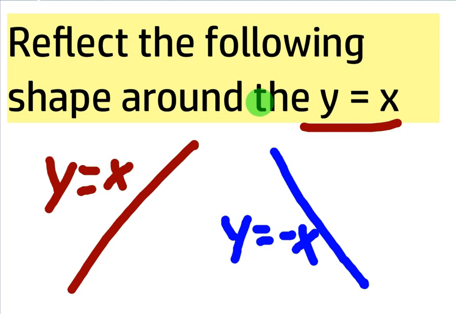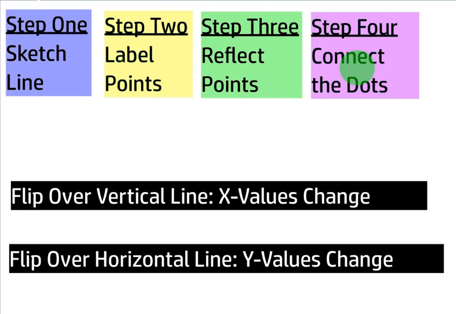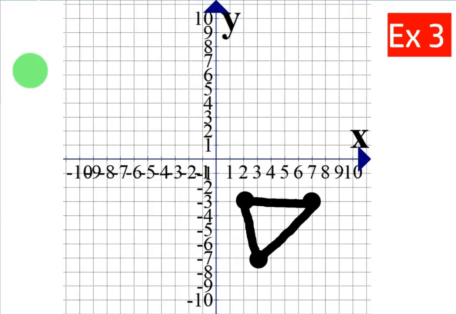So that's the only difference between y equals x and y equals negative x, and that's just review. Okay? So again, step one for doing these problems is to sketch the line in which you're reflecting. For this particular example, the shape's already going to be sketched, and here it is. It's a triangle. Okay? So we're going to be reflecting this triangle around the line y equals x. So we need to go ahead and sketch that line.